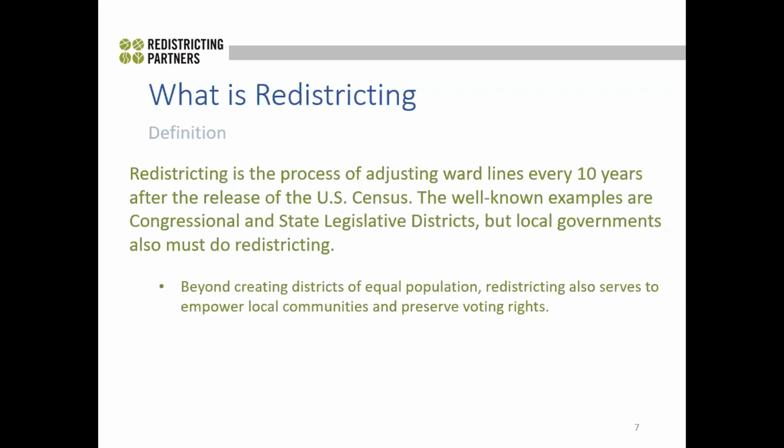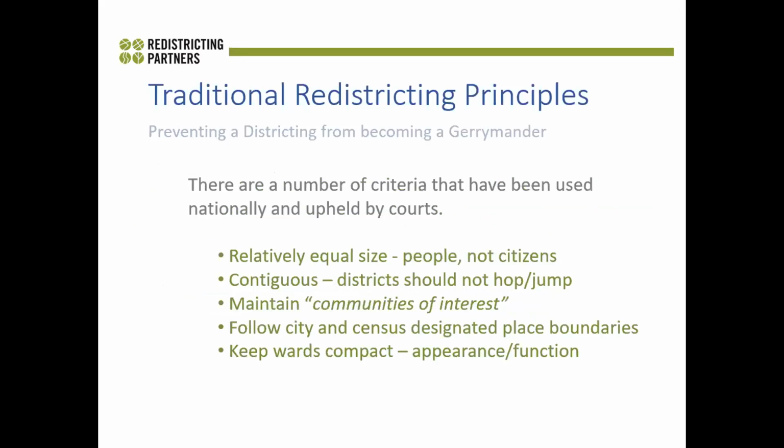So just a bit about redistricting. Redistricting is the process of adjusting ward lines every 10 years after the release of the US Census. The well-known examples are congressional and state legislative districts, but local governments also must do redistricting. Beyond creating districts of equal population, redistricting also serves to empower local communities and preserve voting rights.